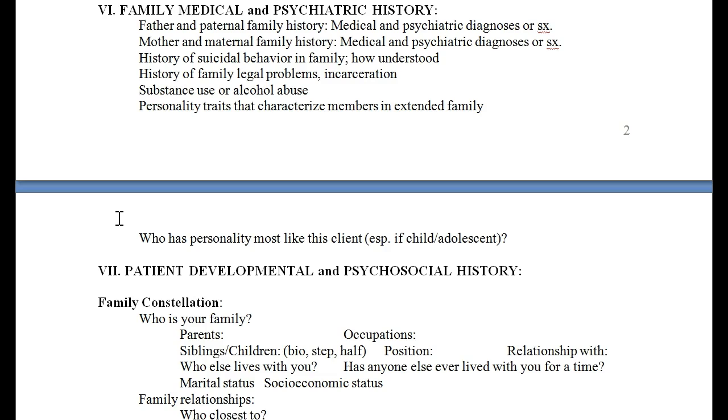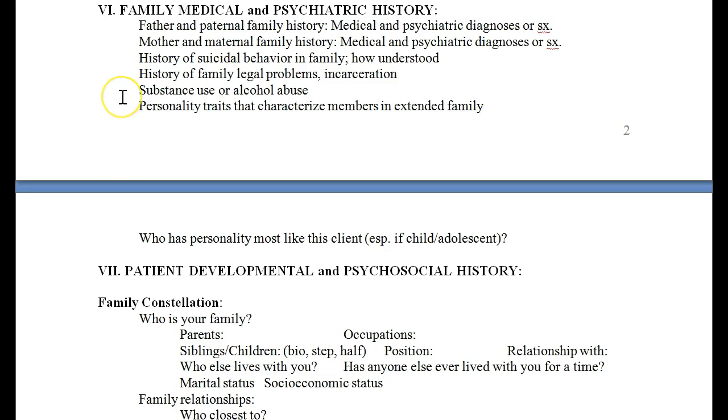You also want to know a little bit about family legal problems, because that also can be related to a lot of psychiatric issues, whether or not somebody was incarcerated because they were using substances and stealing, or were manic and prostituting, or they have some antisocial kinds of difficulties, and it speaks to the family constellation.